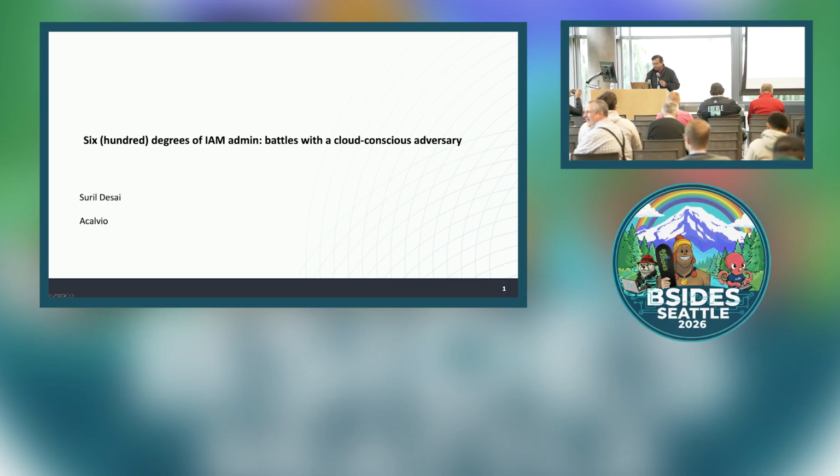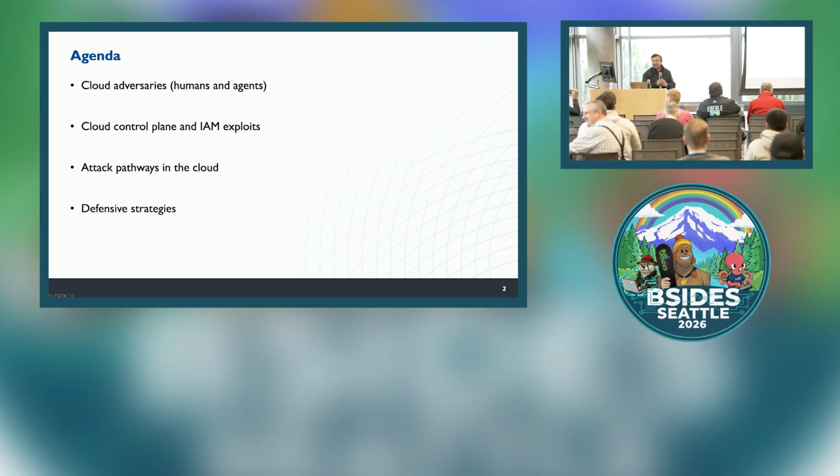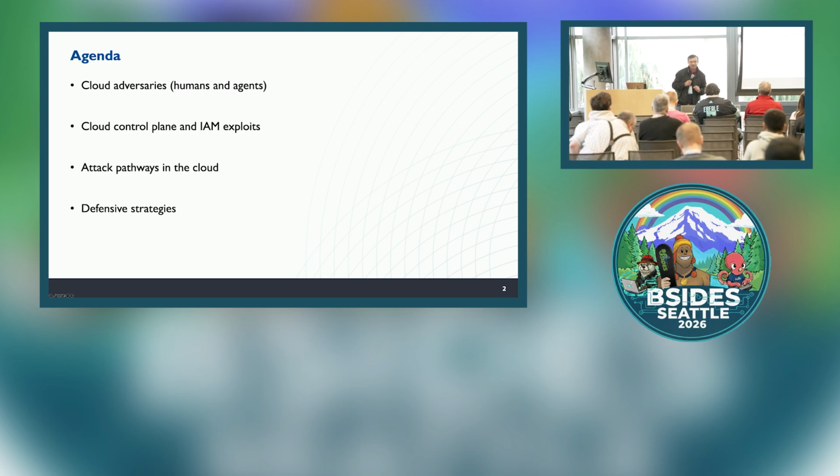So, my session today is going to be about cloud attacks, adversaries in the cloud. I'll discuss both categories of attackers who are targeting cloud workloads, human attackers as well as agentic attackers. I'll talk about the control plane in the cloud, why the control plane is a target. Then we'll talk about identity and access management centric exploits. We'll look at attack pathways in the cloud, and then we'll look at defensive strategies and what we can do to try to countermeasure these exploits.